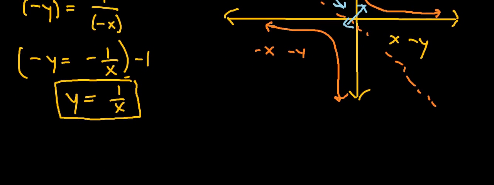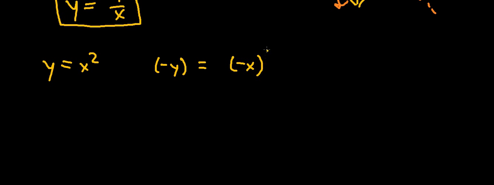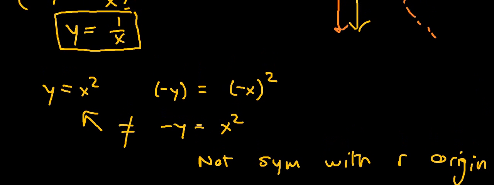Now that we know the test for the origin, let's go back and test our first example, which we know is not symmetrical with respect to the origin. So if we replace y with minus y, and x with minus x squared, we get minus y is equal to x squared. And this is not equal to this. So it is not symmetrical with respect to the origin. So those are the simple tests.